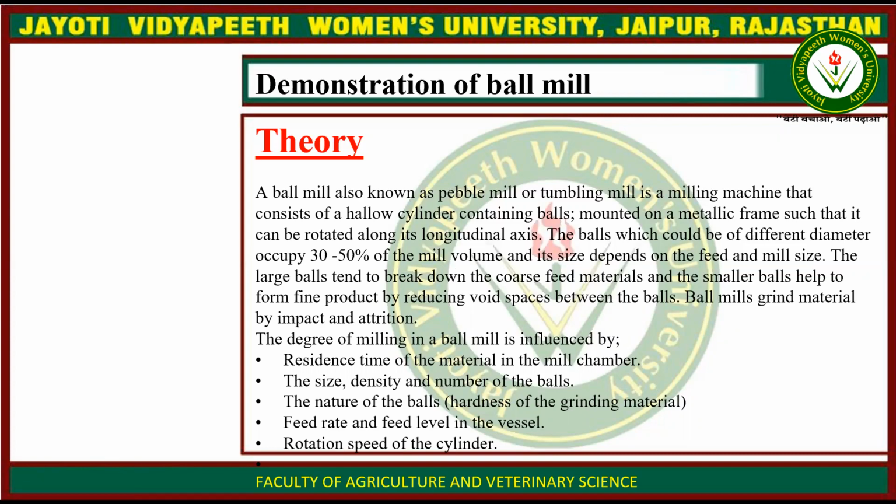Ball mills grind material by impact and attrition forces, and the degree of milling in all ball mills is influenced by the residence time of the material in the mill chamber, the size, density, and number of the balls, the nature of the balls, that is, the hardness of the grinding material, feed rate and feed level in the vessel, and rotation speed of the cylinder.